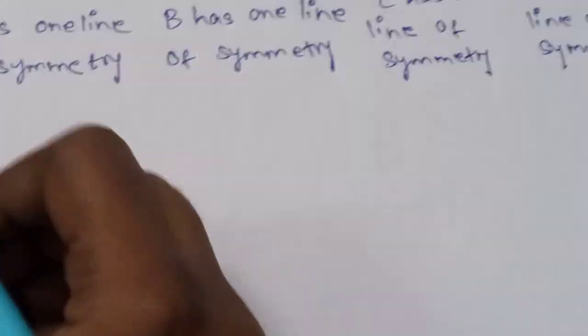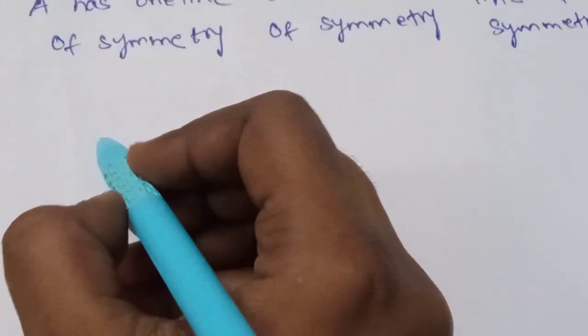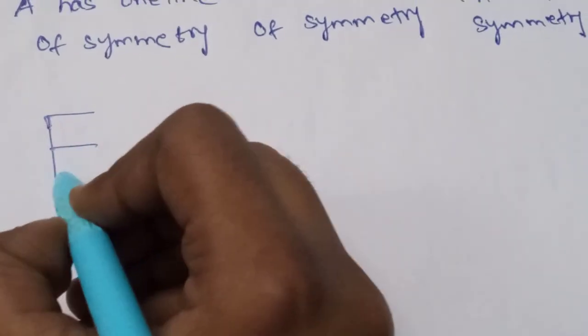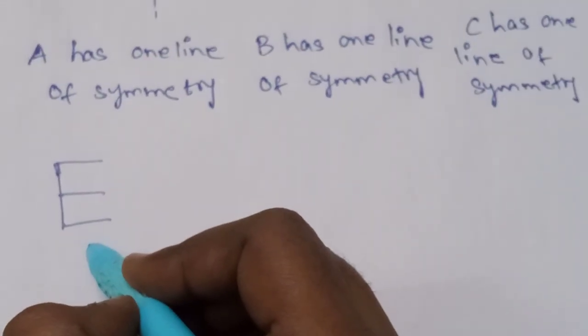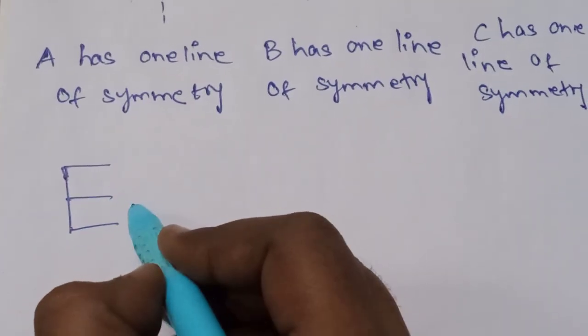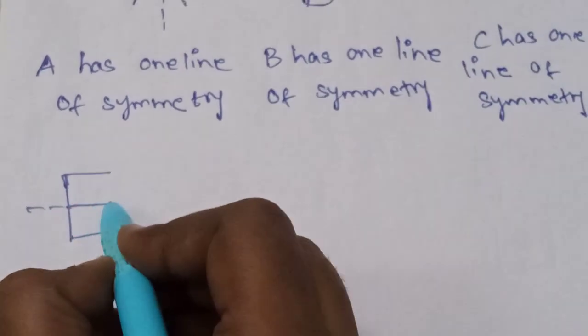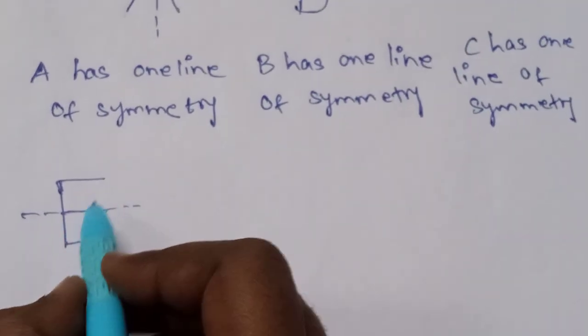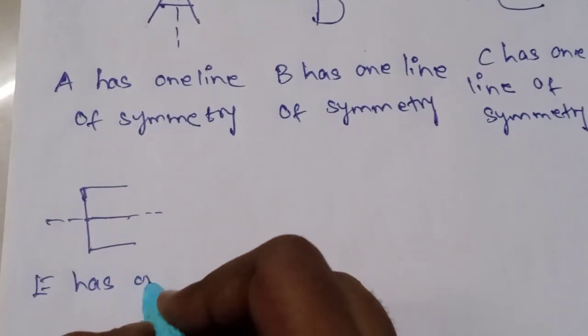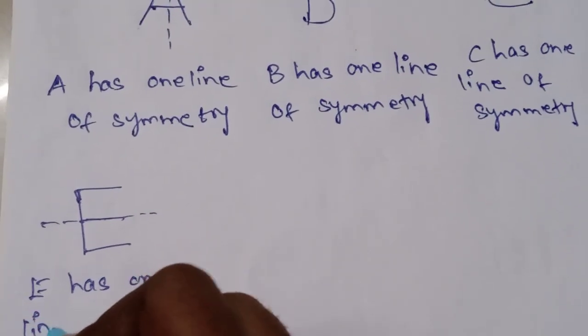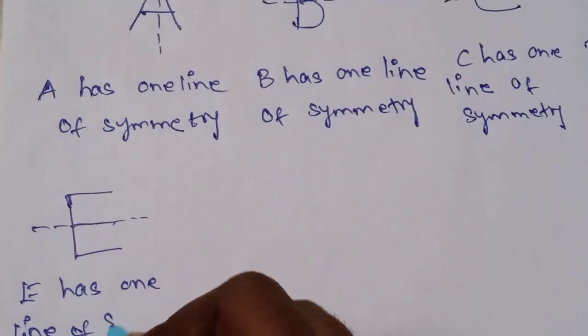Next letter is E. So can we divide E by this way? It is not possible. By this way it is possible. So we have to divide it by this way. So E has one line of symmetry.